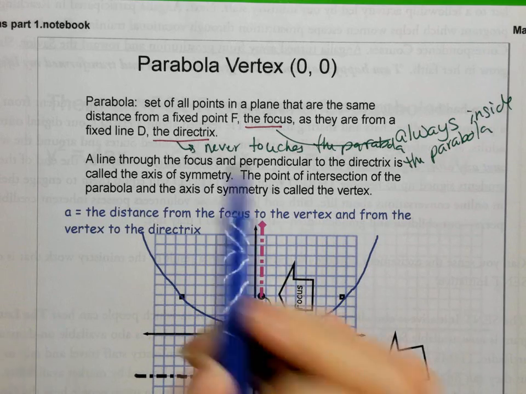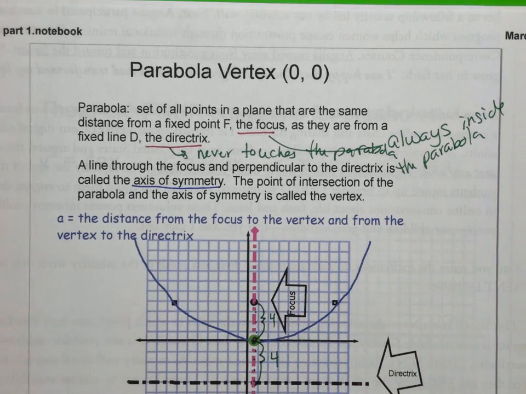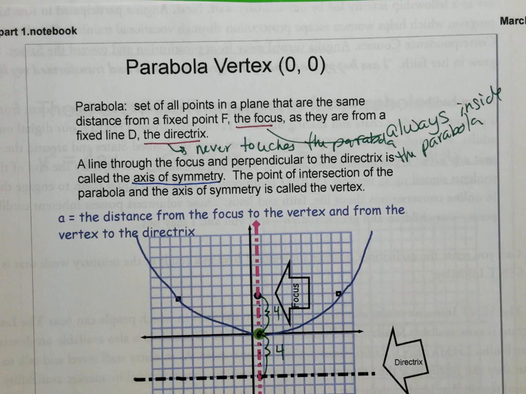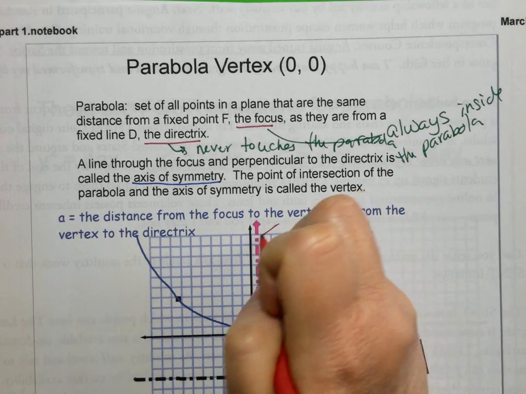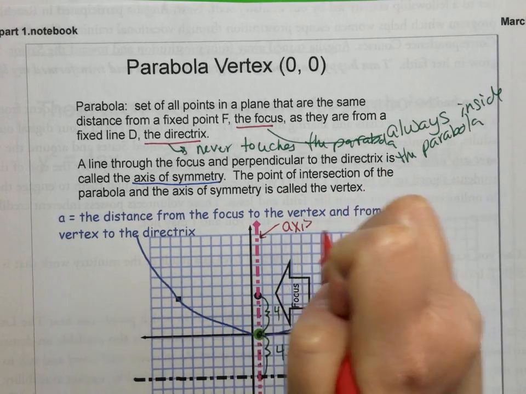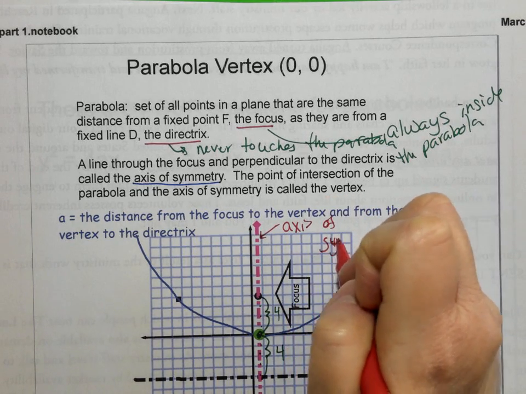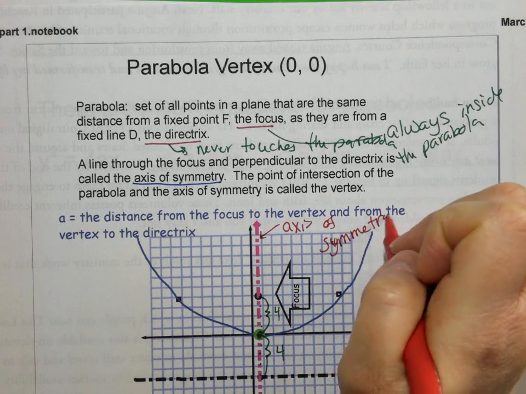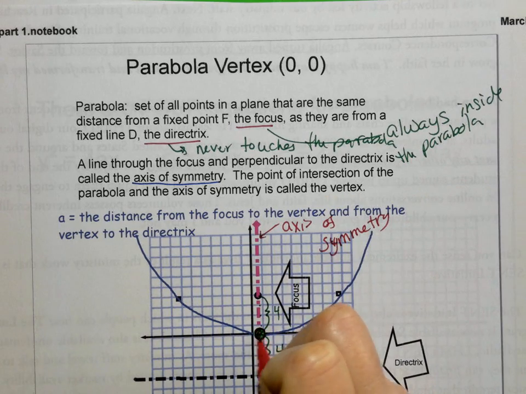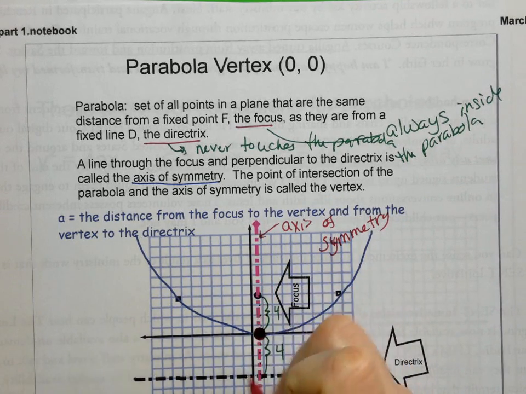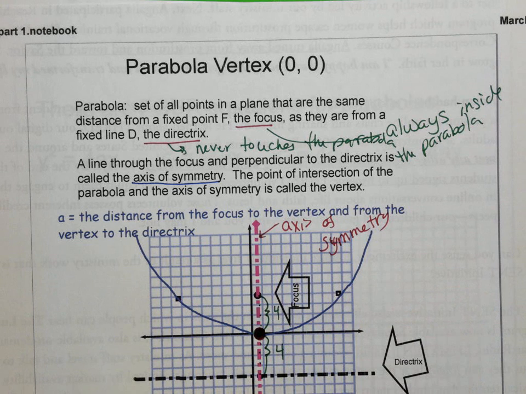A line through the focus and perpendicular to the directrix is called the axis of symmetry. We talked about the axis of symmetry before, and the point of intersection of the parabola and the axis of symmetry is called the vertex. Remember, axis of symmetry, we fold it in half on that line, we get 2 equal parts. So you can see the axis of symmetry is here, it's this red line. And our vertex is right there. It's where this line and the parabola come together.